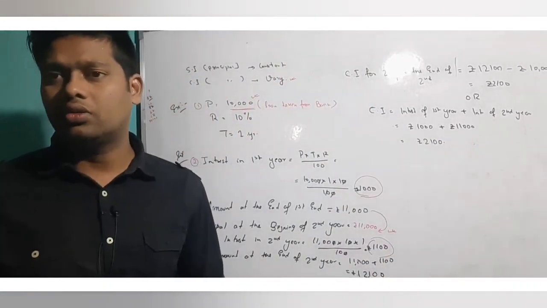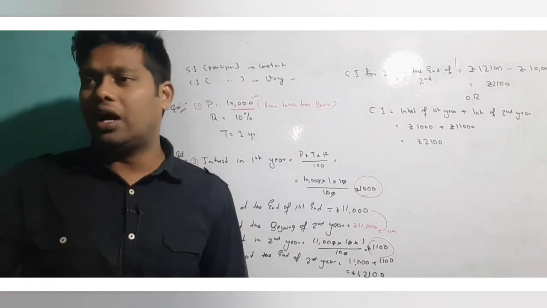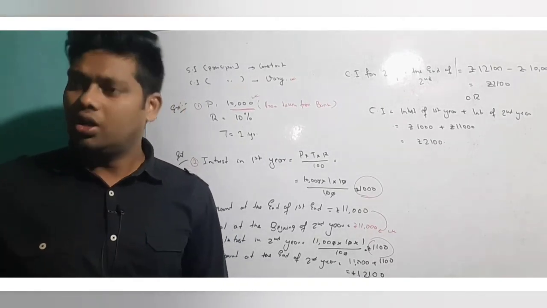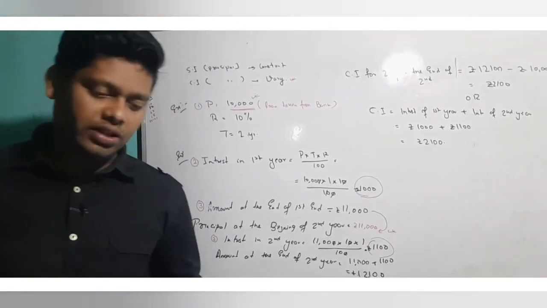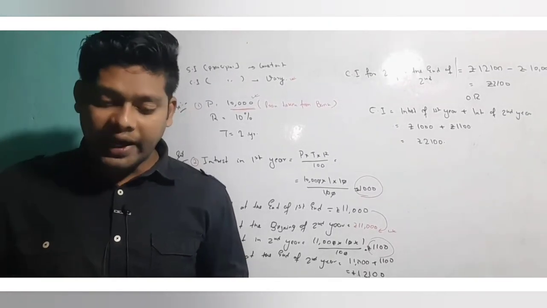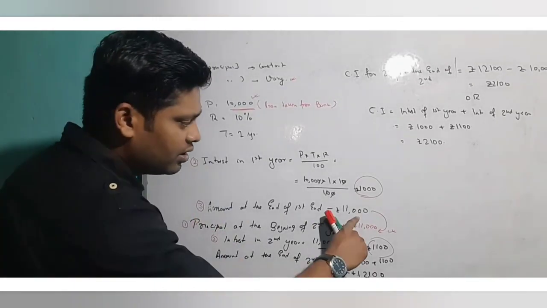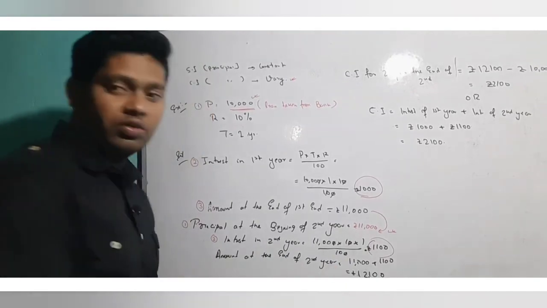This is what your answer is, right? So we can do it like this also. In our book, they are saying that if you are finding it difficult, you can do it like this also. Clear? Any doubt? In case they ask in the question, what is the amount at the end of the first year? Amount at the end of the first year means 11,000. Amount at the end of the second year means 12,100.